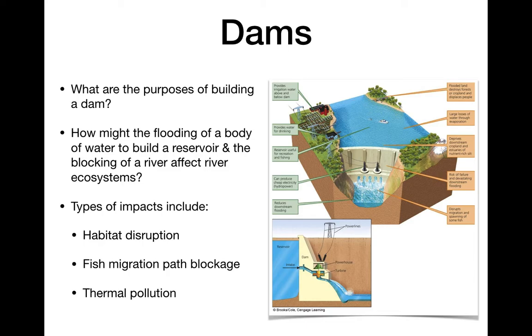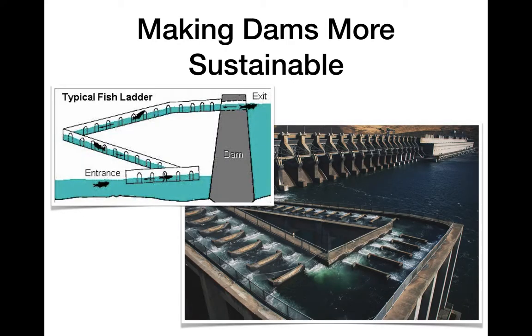Now, there are some solutions that humans have developed to help make dams more sustainable. Examples include what is called a fish ladder. A fish ladder can look like this in real life, and here's a diagram of one. It's a path for fish to swim up through the dam, so they have a pathway they can safely swim through.